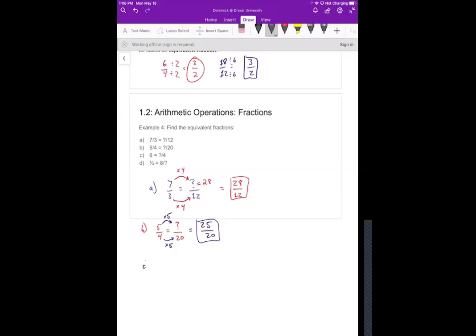Right, and then in part C, we have 6 is equal to question mark over 4. And of course, we want to think of 6 as 6 over 1. So now how do I go from 1 to 4? Again, we need to multiply by 4. So I better do the same thing here. If I do 6 times 4, that gives me 24.